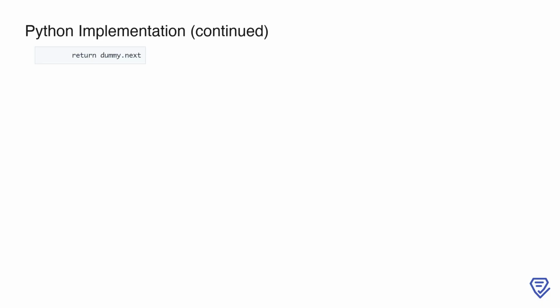Once the loop completes, we return dummy.next, which points to the head of our constructed result linked list. This ensures that the final linked list, containing the sums of values between zeros, is returned as the output. By leveraging the dummy node, we simplify the process of managing the result list and avoid special cases for the head node. This concludes our Python implementation for merging nodes between zeros in a linked list.